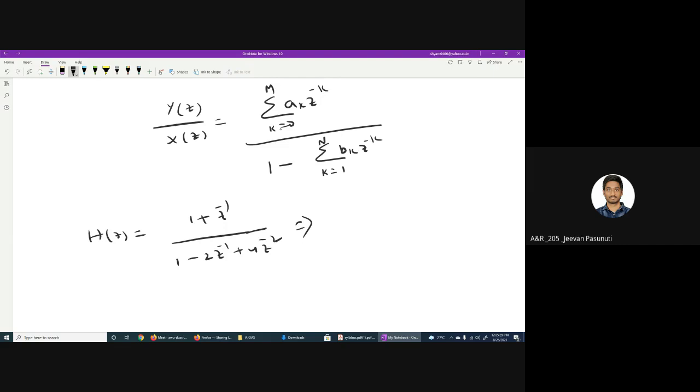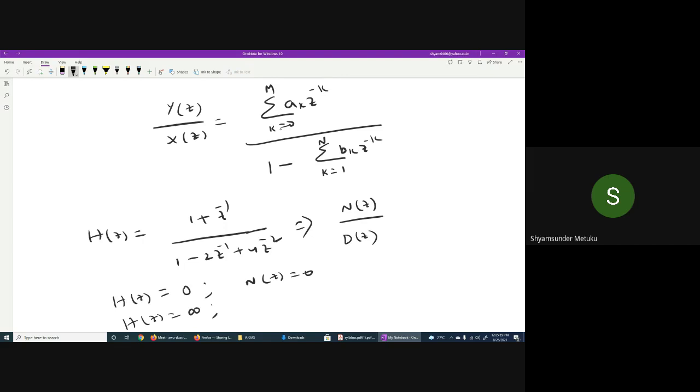Yes, sir. So generally, when you get this, you have a polynomial in the z domain in the numerator and a polynomial in the z domain in the denominator. Can I write this way? For a given transfer function, H of z will become 0 when N of z becomes 0, isn't it? Similarly, H of z becomes infinity when D of z becomes 0, isn't it?